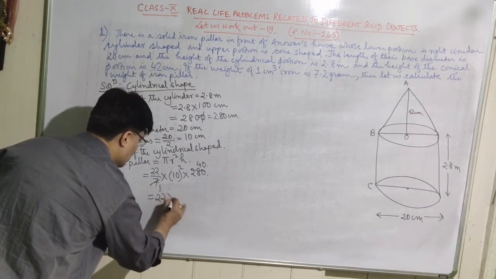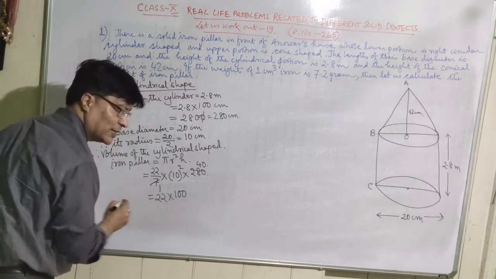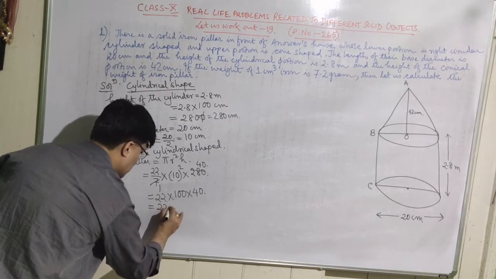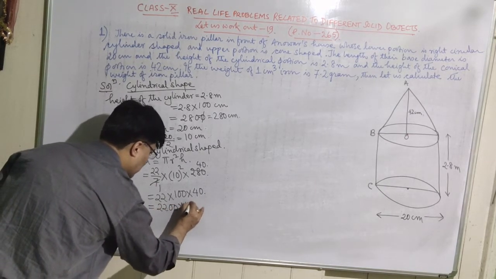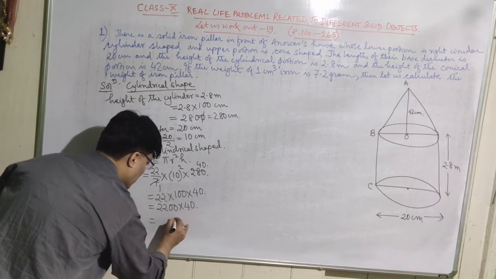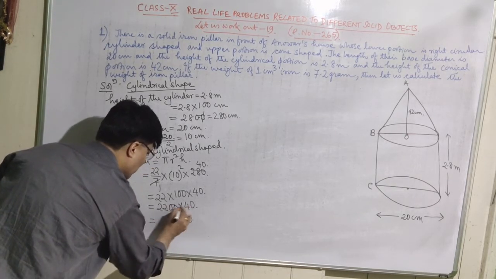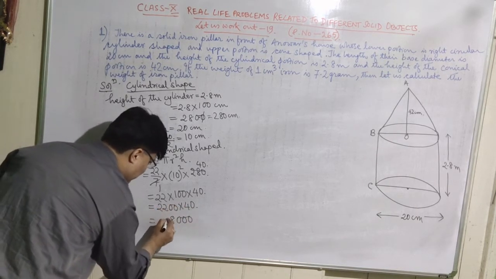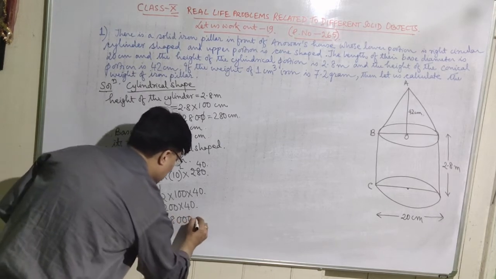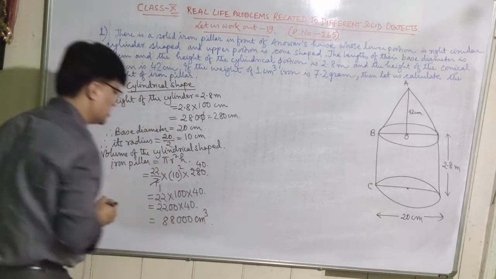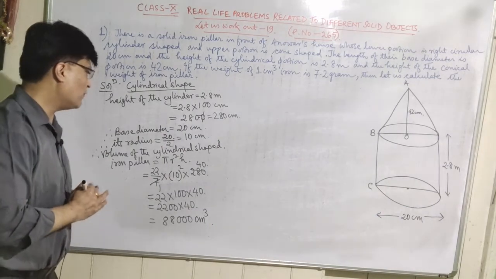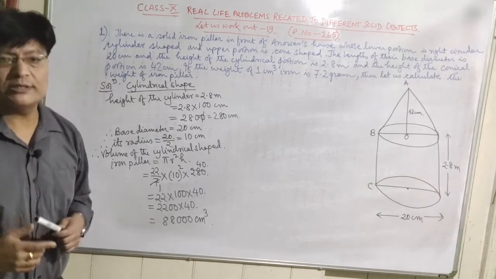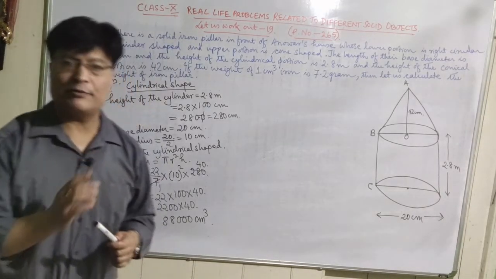So it is 22 into 10 whole square, you know that it is 100 into 40. So it is 2200 into 40, which is equal to, there are 3 zeros, 4 twos are 8. You write down these 3 zeros. Now multiply 22 by 4, 4 twos are 8, 4 twos are 8. This is cubic centimeter or centimeter cube. So this is the volume of the cylindrical shaped iron pillar, which is equal to 88,000 centimeter cube. So I think you have understood it.